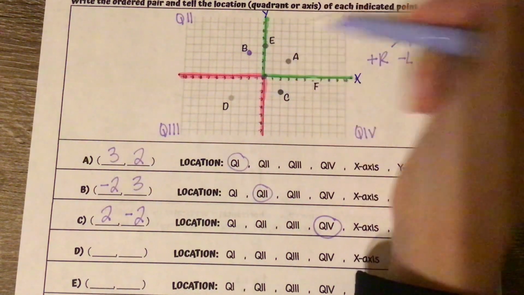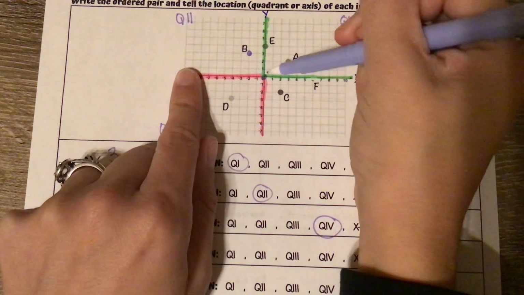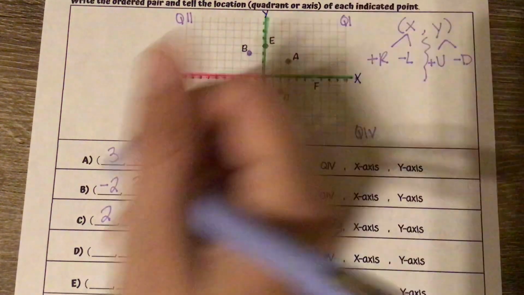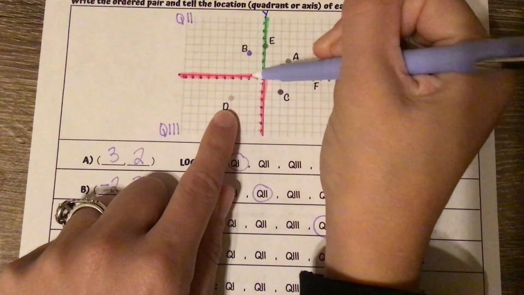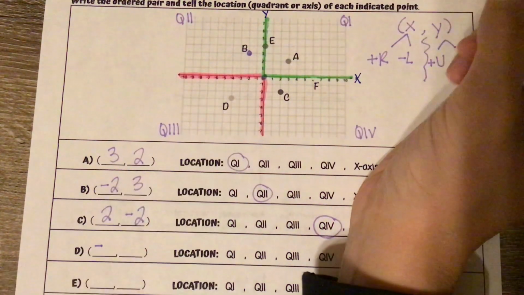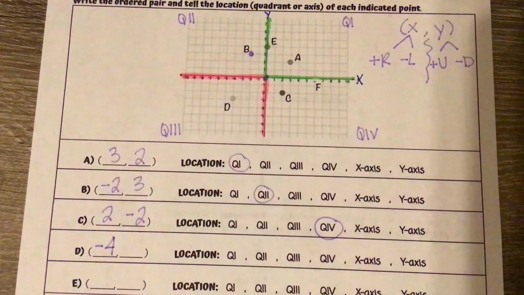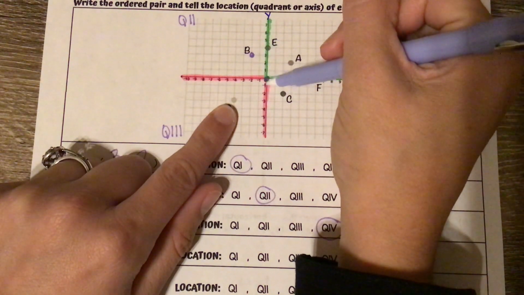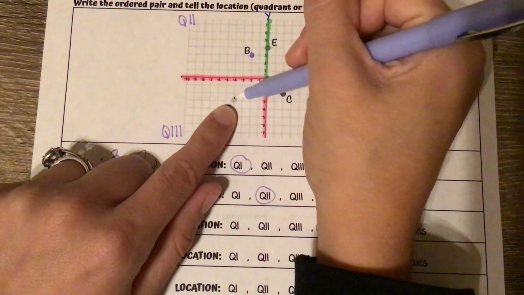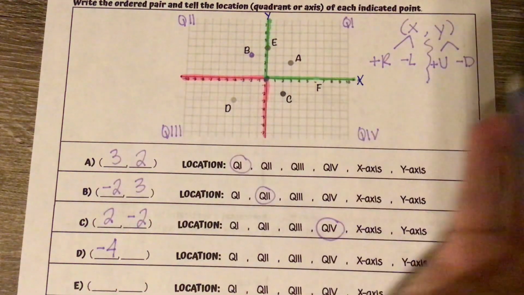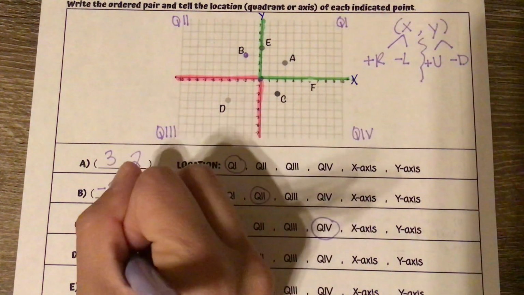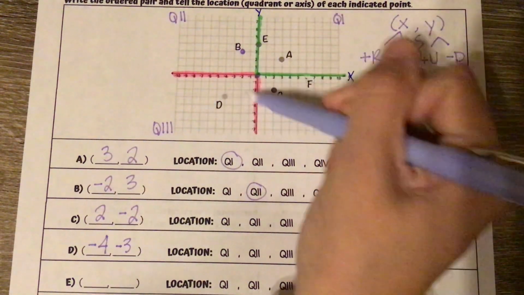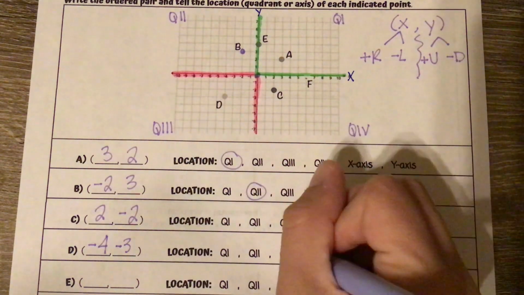For D, over here, we go right or left. Starting at the origin, this one is to the left. Left is negative. And it's 1, 2, 3, 4 to the left. So negative 4. And then it's either up or down. This one is down. 1, 2, 3 down. So down, remember, is negative. It's down 3, so it's negative 3. This is located in quadrant 3.